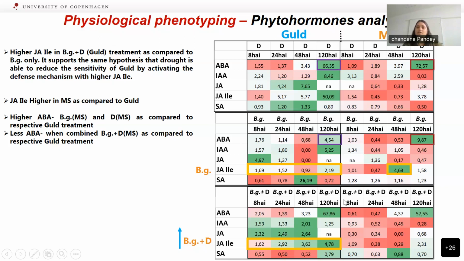And when it comes to the abscisic acid, what we observe in both Gold and MS is that ABA was less in Gold and higher in the resistant cultivar. But when we combine the stresses together, we found that Gold has higher abscisic acid as compared to MS blood plate. So when combined, Gold has higher and MS has lower, while when the individual stress was there, it was the other way around.